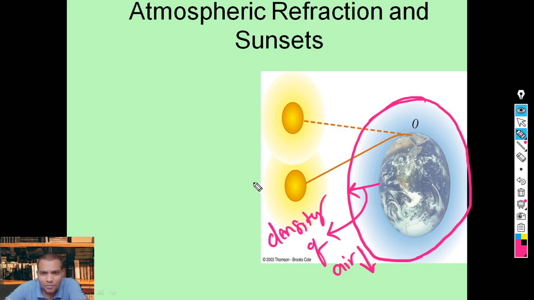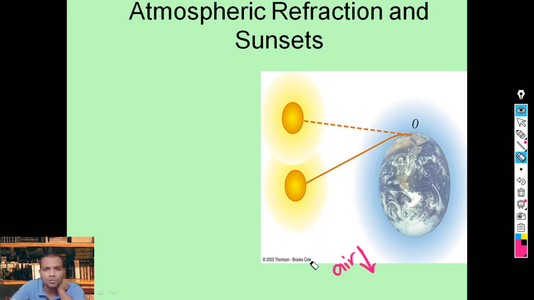Because of that, different air densities cause the refraction of light. When light comes from the sun, it has to pass through this whole atmosphere. It crosses all of this atmosphere and finally reaches us, the observer, located on the Earth. Due to this atmosphere, the light is bent. We know that, because when light travels from one density to another, it will bend. That is the property.